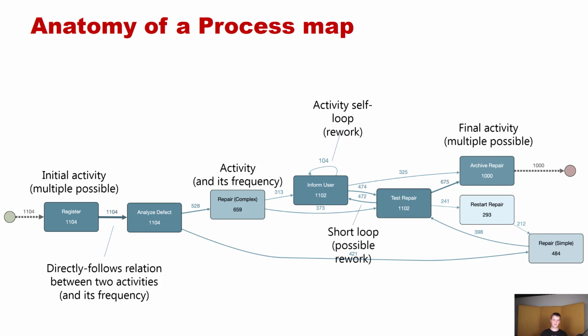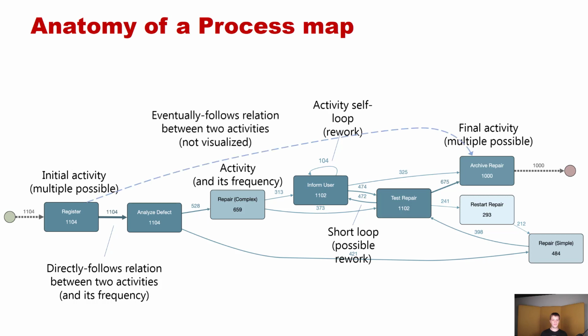In the same sense, we can also look at short loops, which are kind of like possible reworks, where something inform user occurred, then the repair was tested, and after the test, the user was again informed. It can be a possible case of rework, but in some cases it also makes sense. And one final thing to point out is that from this graph, you can also see kind of those eventually follows relations between two activities. They are not visualized on process maps, but it is important to understand that those are also there.